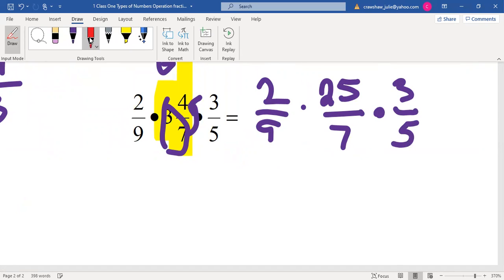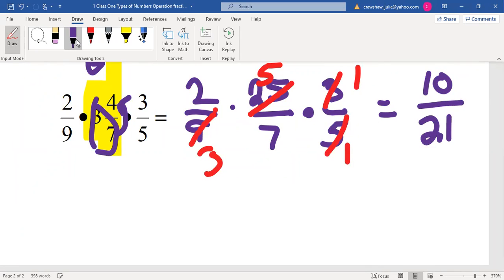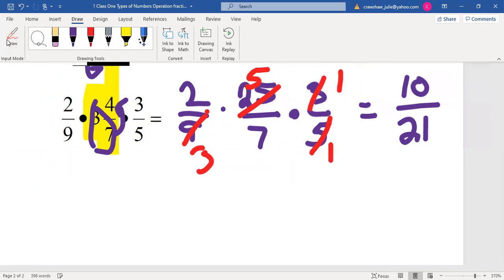Now I can start reducing any of the top numbers divided by the bottom numbers. So 5 goes into 5 one time, 5 goes into 25 5 times, 3 goes into 3 one time, 3 goes into 9 3 times. Now I have no other common factors from top and bottom, so I'm going to multiply straight across. 2 times 5 times 1 gives me 10, and 3 times 7 times 1 gives me 21. 10 over 21 has no common factors, so it's in reduced form.